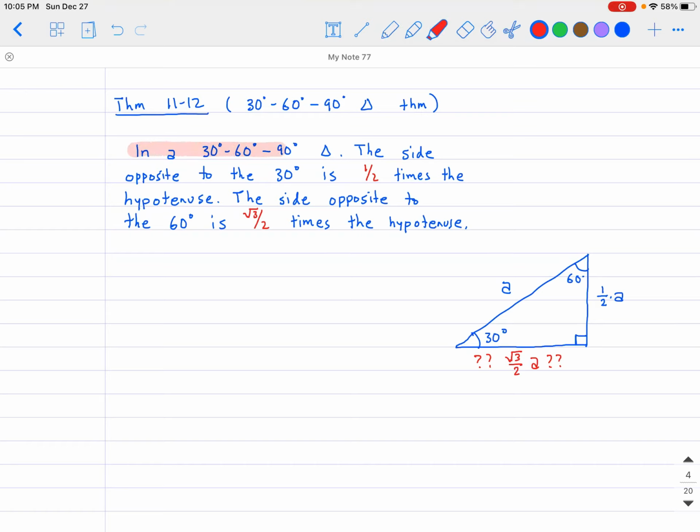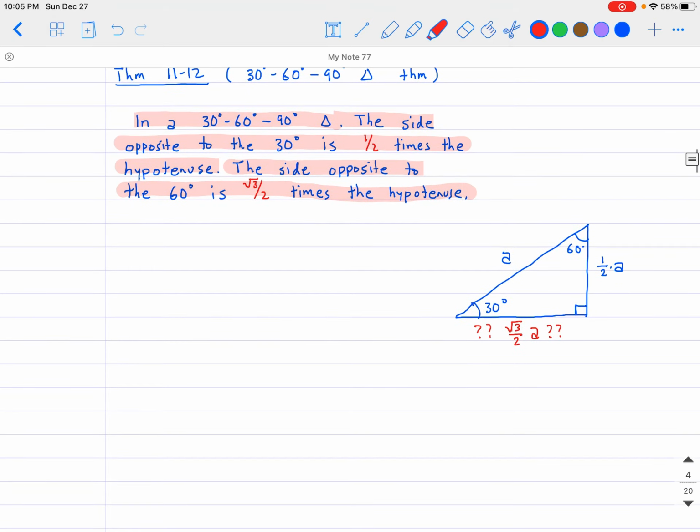So in this theorem, it says that if you do have a 30, 60, 90 triangle, the side that is opposite to the 30-degree angle is half of the hypotenuse. That right there was a theorem previously back in, I think it was chapter 9. Well, I'm going to take that theorem and make it a little bit stronger. This time, this theorem is going to include that, and also the side opposite to the 60-degree angle is root 3 over 2 times the hypotenuse.